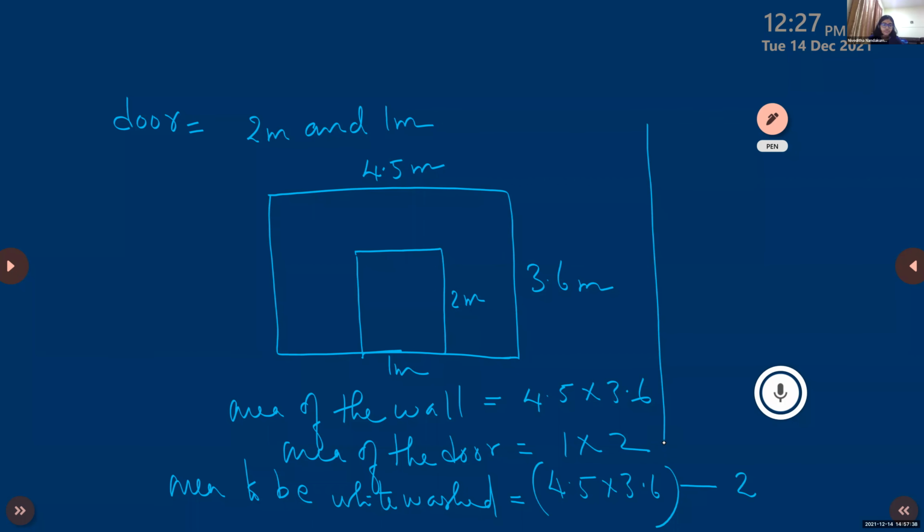Yes, ma'am. Ma'am, you have done such a problem. Ma'am, yes. What is written in the third line, first word? Area to be whitewashed.